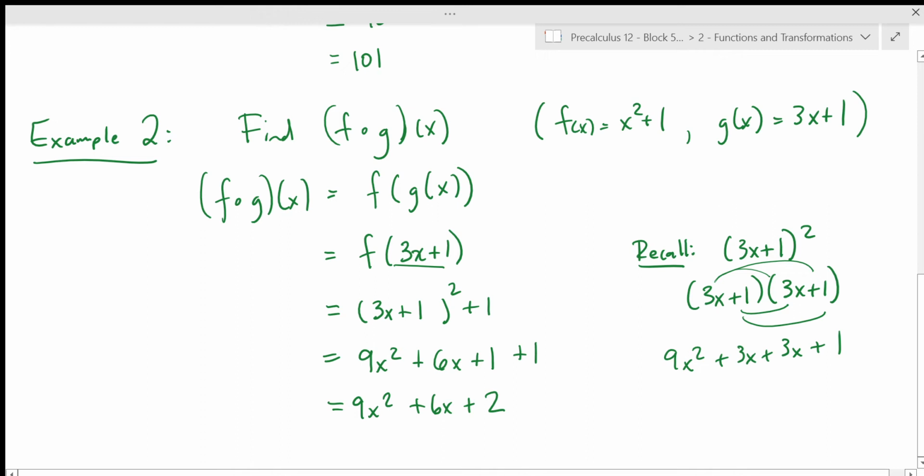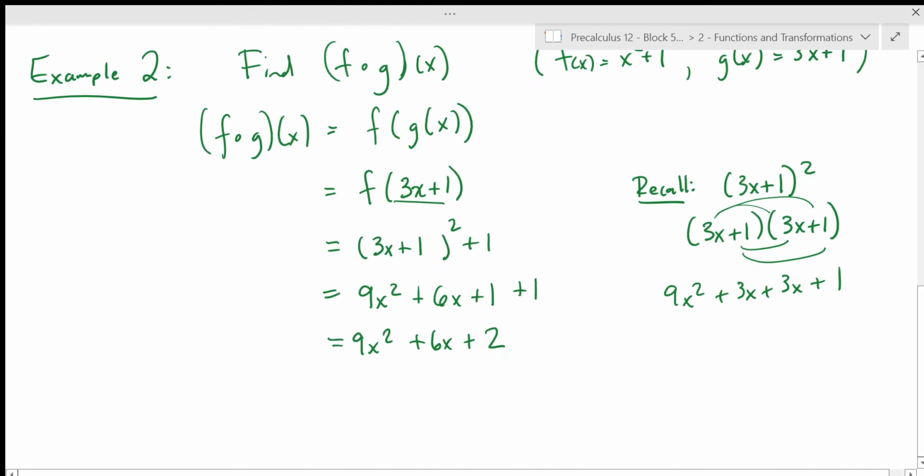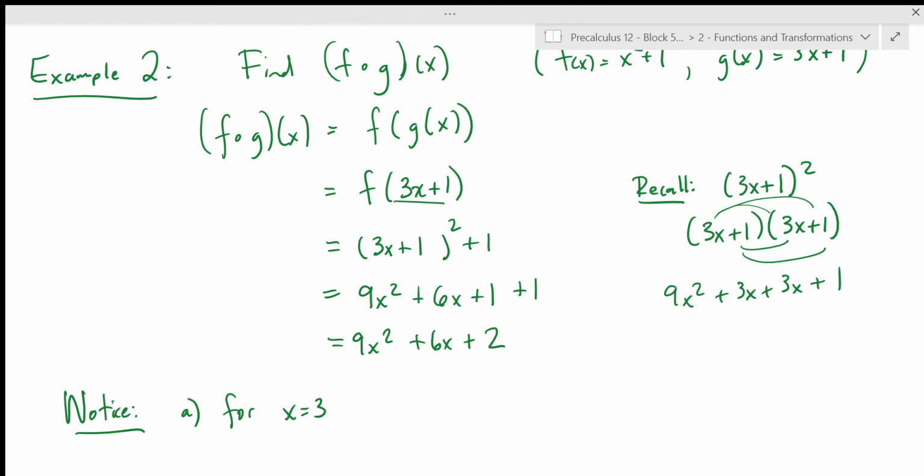Okay? So we actually found this new equation, 9x squared plus 6x plus 2. Two things to notice. Okay? So thing A to notice is, let's try x equals 3. Let's plug it in and see if we get the same thing we got for the first example, which we should, because if we're composing the two functions, our composition of functions should work for every value of x we put in.